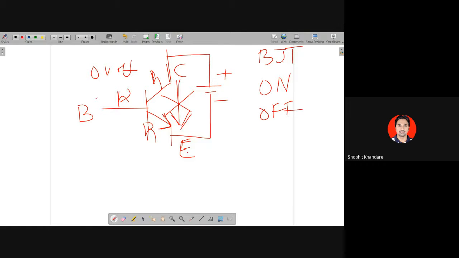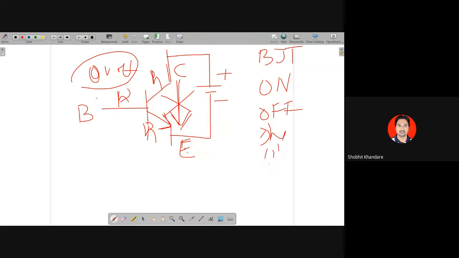Now again, can I comment that your BJT here also works as a switch? Whenever you are giving high voltage to the base with respect to the emitter, your current will flow from the transistor and the transistor is in on state. And whenever you are giving zero voltage to the base as compared with the emitter, then there is no current flow from the transistor. The transistor is in off state. So again, you have on, off, on, off, on, off.